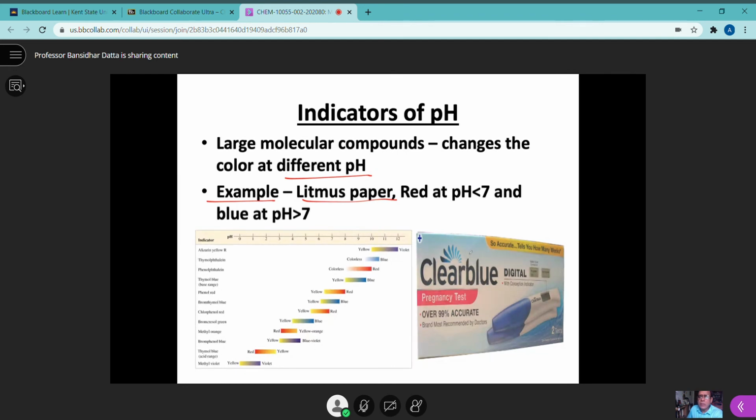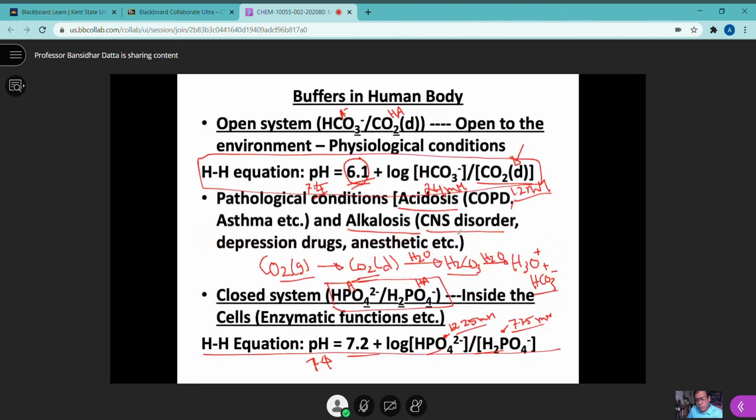And take some urine, dip it in there, and that's it. Within a few seconds, maybe a few minutes, you can see the color change. That's why the quick pregnancy test uses indicators, and that depends on the different pH. Once women are pregnant, the pH of the urine changes.